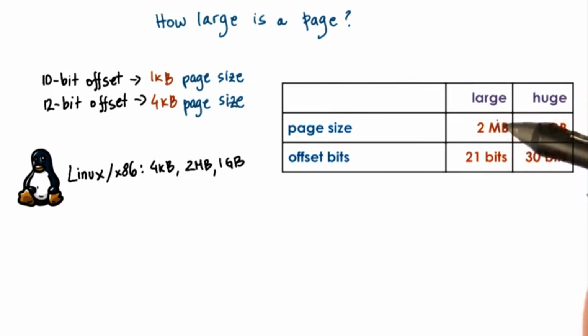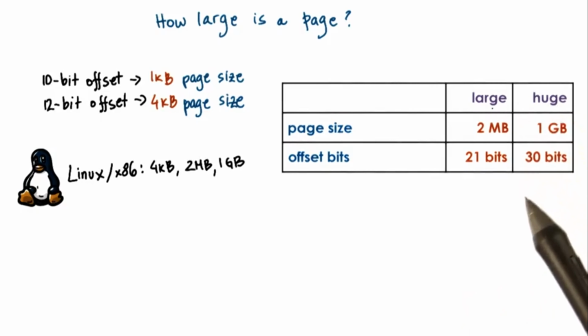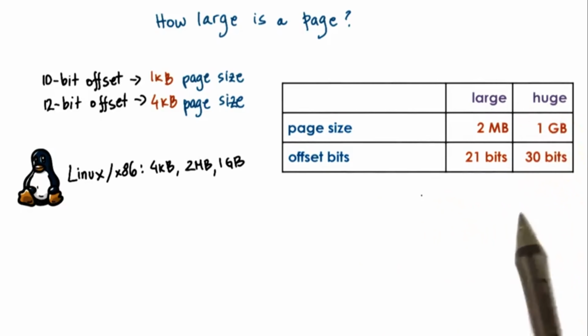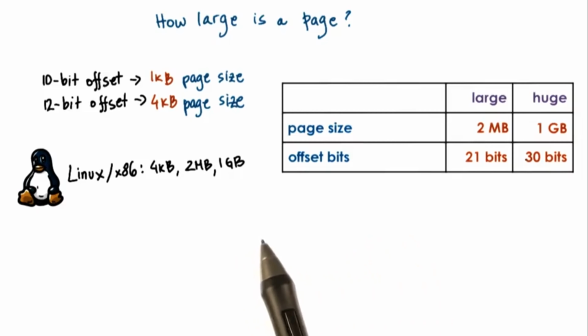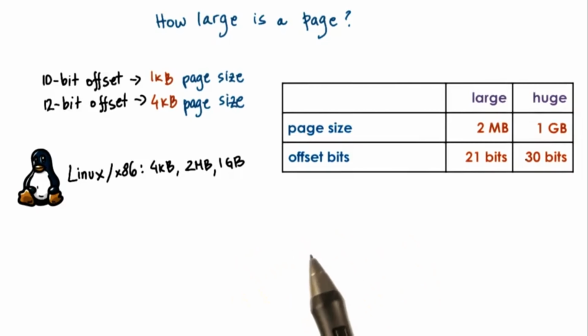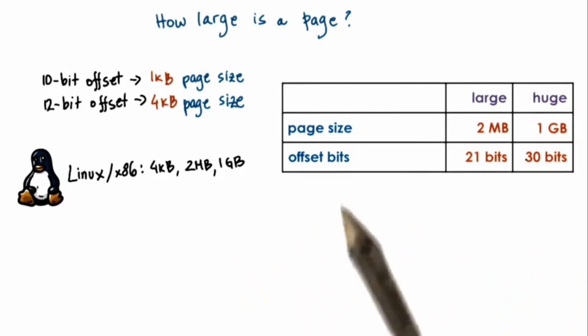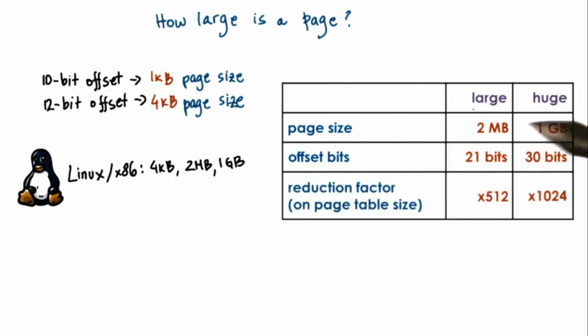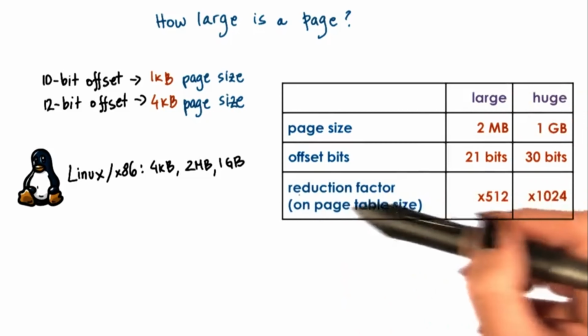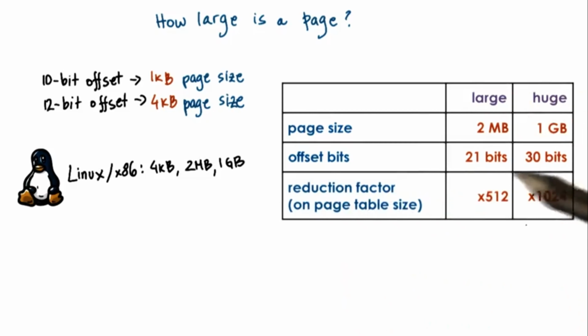In the first case, to address 2 megabytes of content in a page, we need 21 bits for the page offset. And in the case of a huge page, we need 30 bits as an offset to compute the physical address. So one benefit of using these larger page sizes is that more bits in the address are used for these offset bits, and therefore fewer bits are used to represent the virtual page number, so there will be fewer entries that are needed in the page table. In fact, use of these large page sizes will significantly reduce the size of the page table.